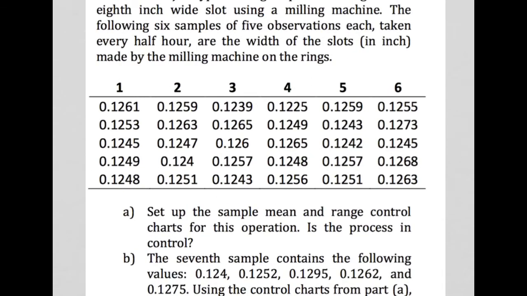One more point that's very important here: remember, last class we talked about 2 different kinds of data. There's attribute data and variable data. Variable data is just like this. Variable data is data that can vary, such as 0.1253, 0.1254, etc., like we see here.